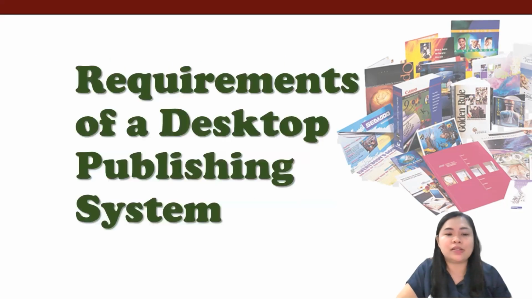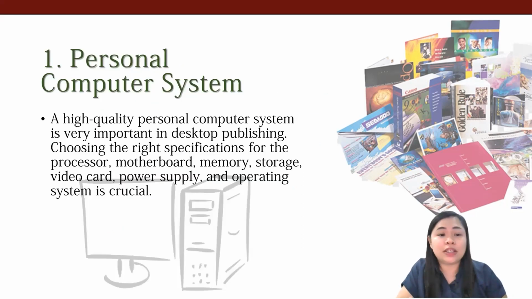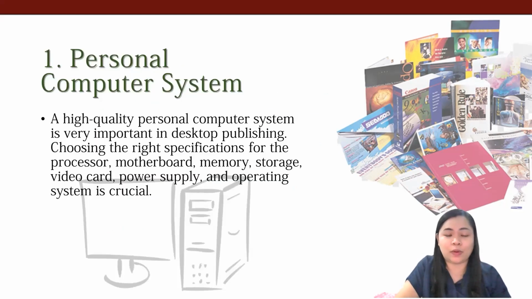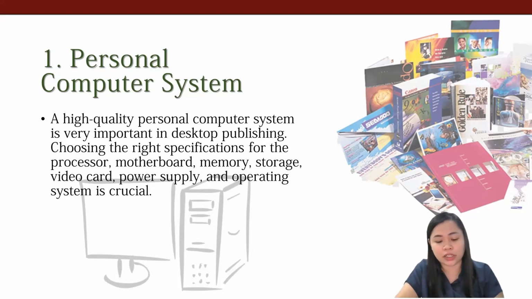So what are the requirements of a desktop publishing system? First, you need a personal computer system. A high-quality personal computer system is very important in desktop publishing. Choosing the right specifications for the processor, motherboard, memory, storage, video card, power supply, and operating system is crucial.